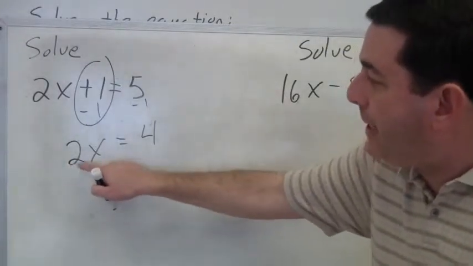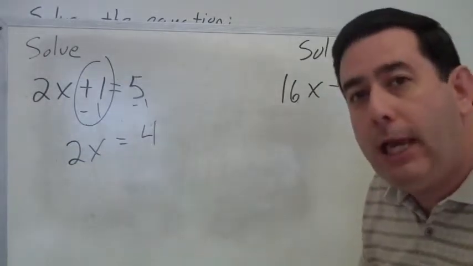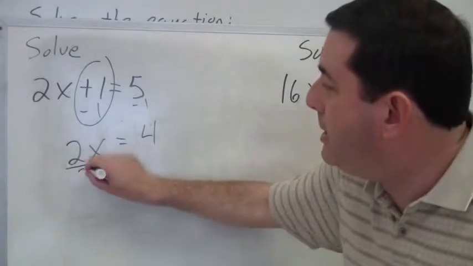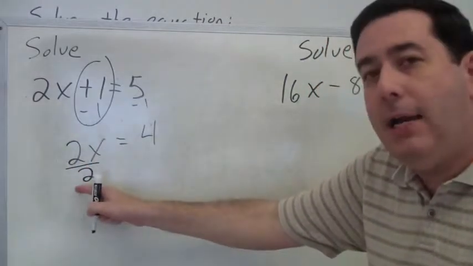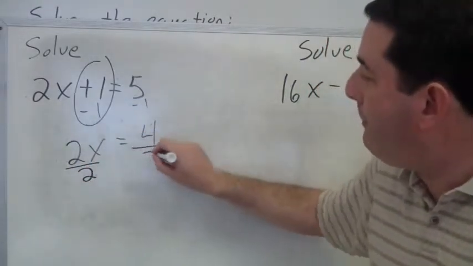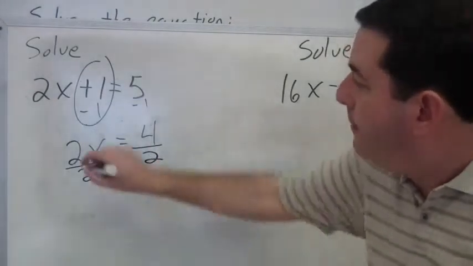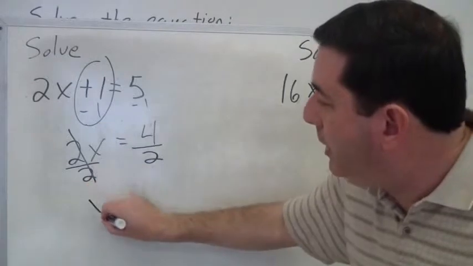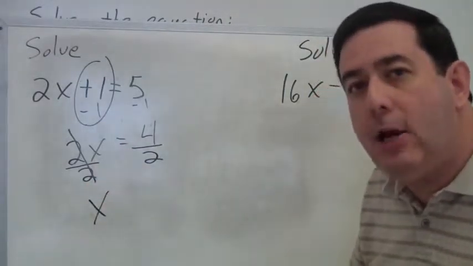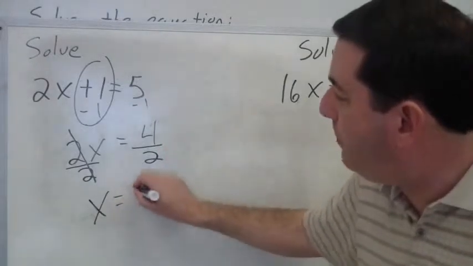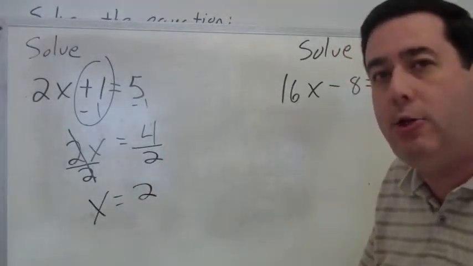The 2 and the x are combined by multiplication. To undo multiplication, we divide. If you've divided on this side, you also have to divide on that side to keep the equation in balance. The 2's will divide out, leaving me the x isolated on one side just like I wanted, and 4 divided by 2 gives us 2 as a solution.